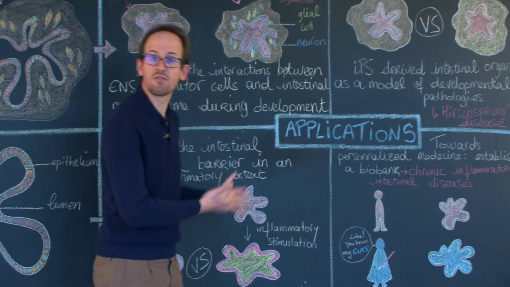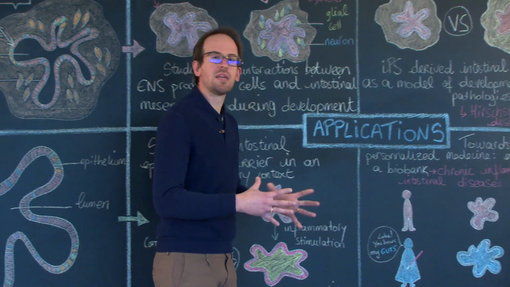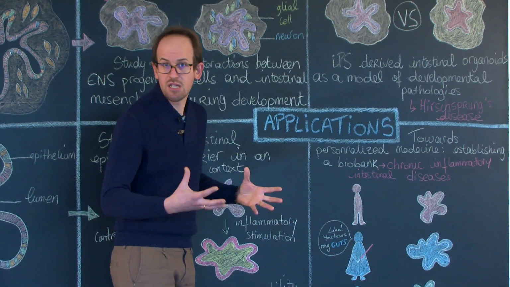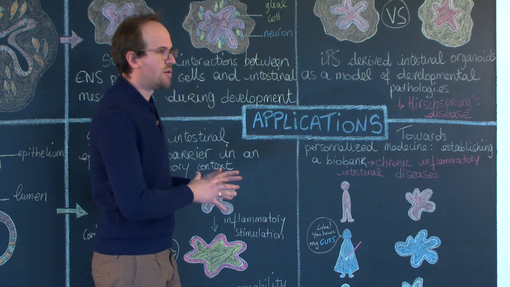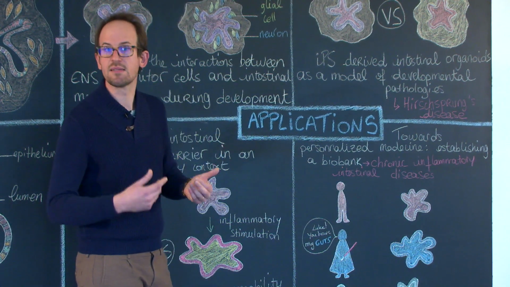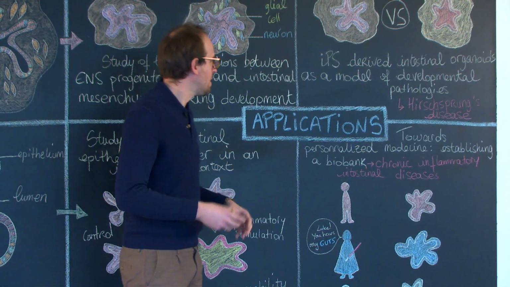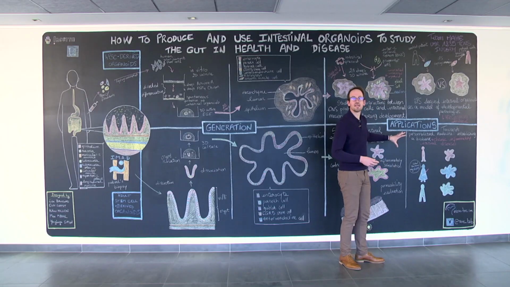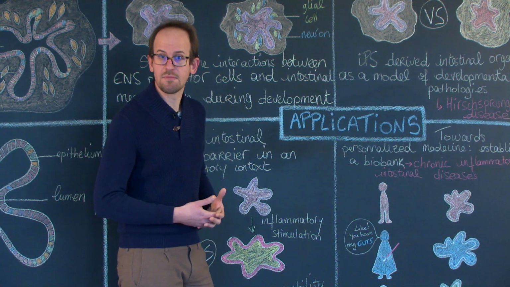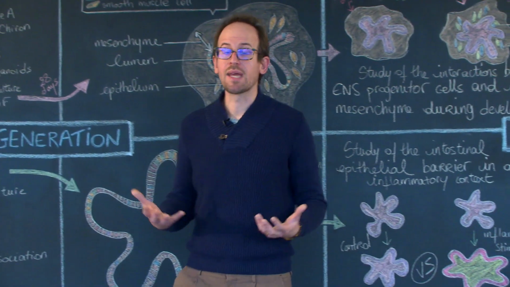Again, we generate those organoids from patients' tissue, and in this context, we can generate biobanks of living tissue. We can either generate healthy control tissue or diseased patient tissue and create a bank of organoids that could be used to test drugs and then be used in a context of personalized medicine. So now you know everything about intestinal organoids and how we can use them.